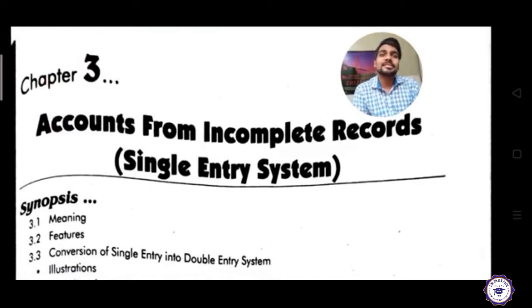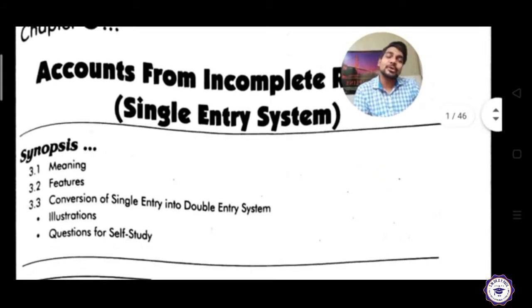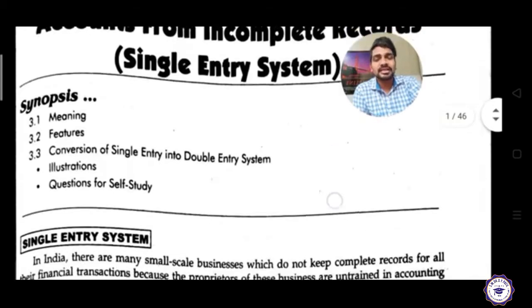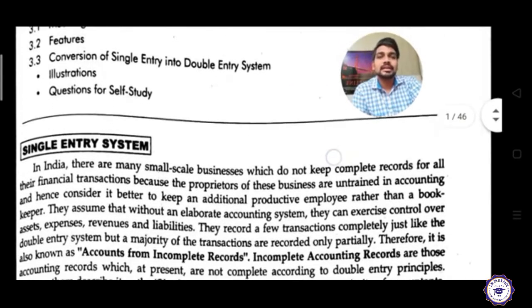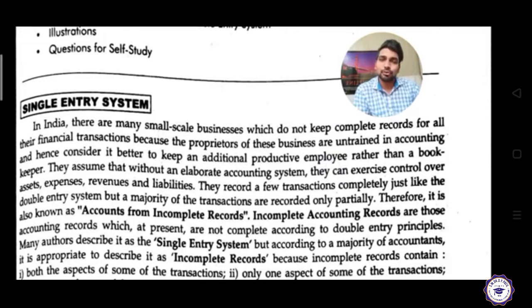Today we are going to start our new chapter, chapter number 3, accounts from incomplete records or single entry system. The synopsis of this chapter are meaning, features, conversion of single entry into double entry system and a few illustrations. Students, in today's lecture we are going to study the theoretical portion relating to single entry system, and from tomorrow onwards we will see the numerical problems that you should deal with in this lesson.